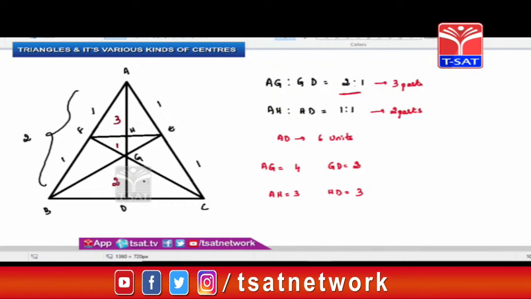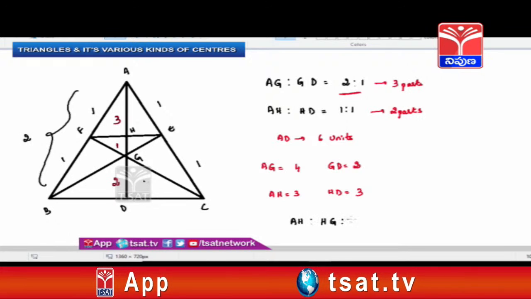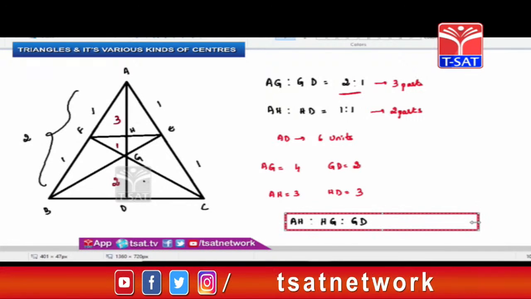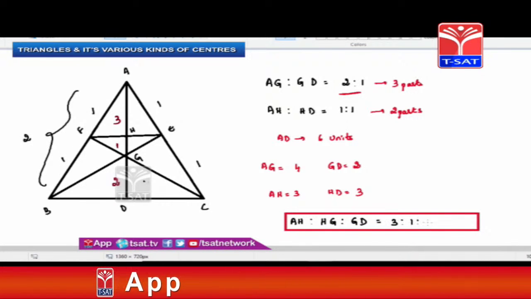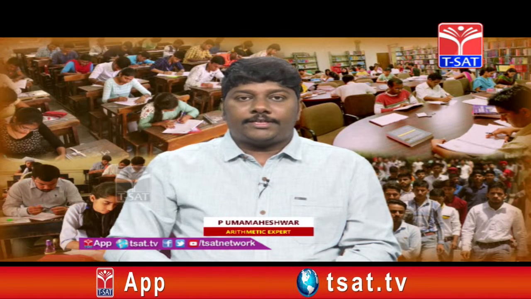So, finally, we get a ratio AH is to HG is to GD is equal to 3:1:2. Here in this chapter, we have seen various kinds of centers of a triangle, and we have gone through the basics of median and how median divides a triangle into different triangles and what are their ratios we have seen.